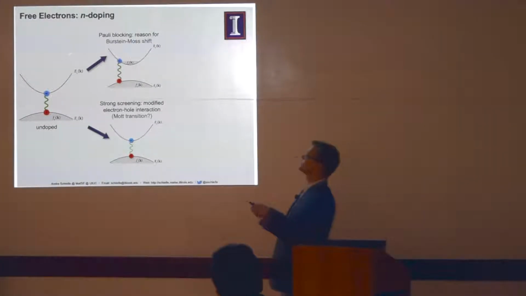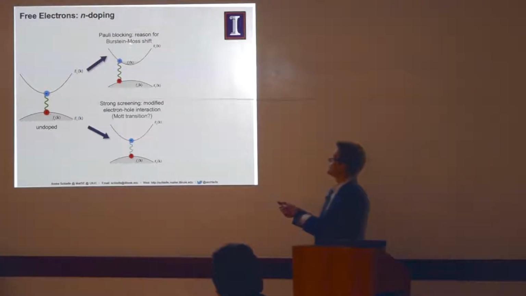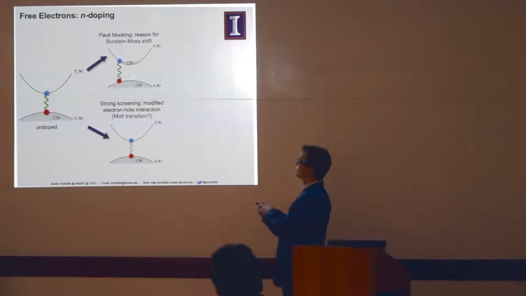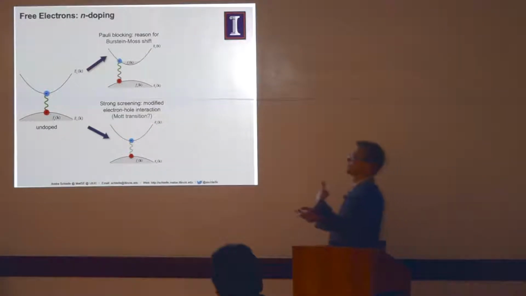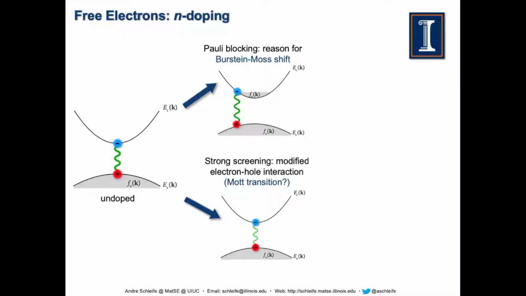For the optical properties, what that means is they will shift the absorption onset. Why is that? Because you cannot absorb here anymore, because this electron up here has no empty state above it. So that absorption is blocked. That's called Pauli blocking, and it leads to a shift in the spectrum that's called the Burstein-Moss shift. Okay, so that's one thing we need to account for.